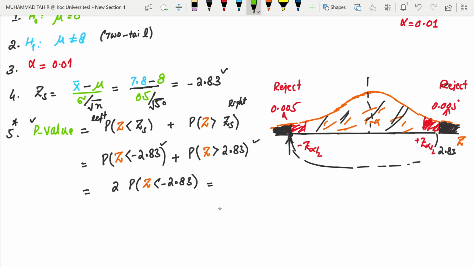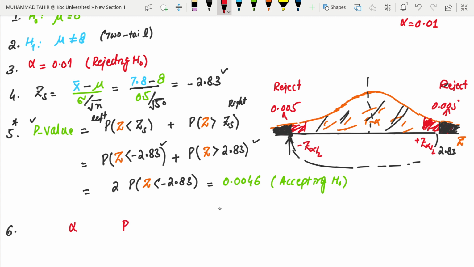Now from table you can write p value. The p value I calculated from table is 0.0046. Remember, this is probability of accepting, and this is probability of rejecting. Now in final step what you do, we compare alpha with p. Let's compare alpha and p, and which one is greater? Alpha is greater. So rejecting probability is greater than accepting. What is the conclusion? We reject.